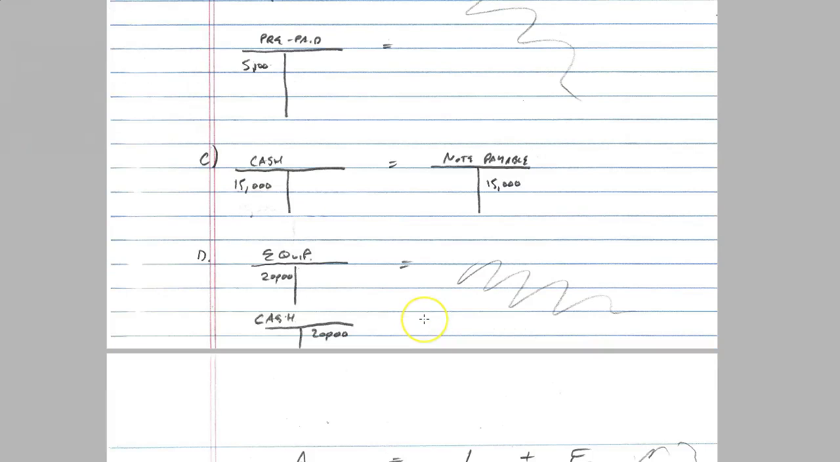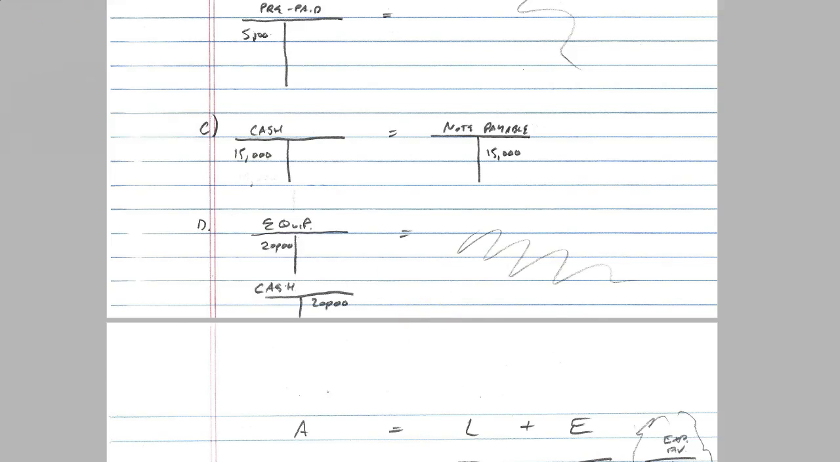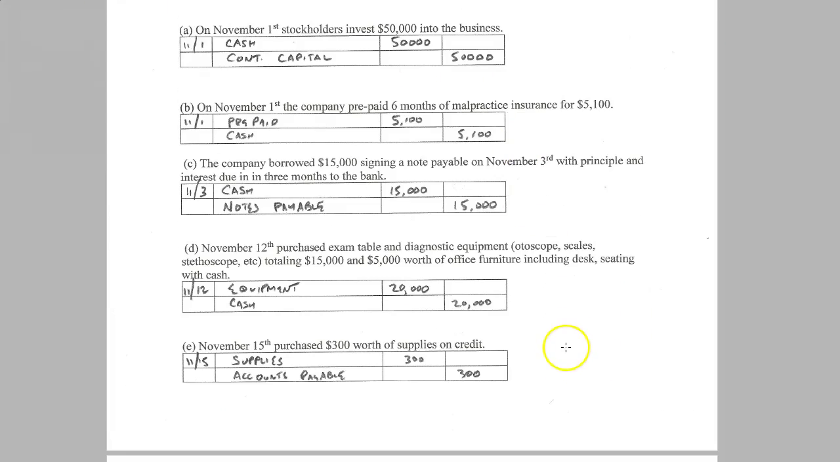All right, so let's take a look at D. With D, okay, we're buying some stuff now, we're getting an exam table and we're getting office equipment. So that can all be lumped into equipment. Equipment is an asset, and we had to get that equipment because we bought it, right? And there's nothing here about buying it on loan or leasing it or anything like that. So the assumption is that it was purchased with cash.